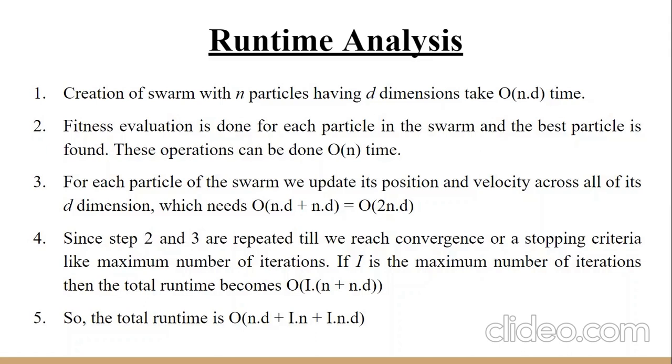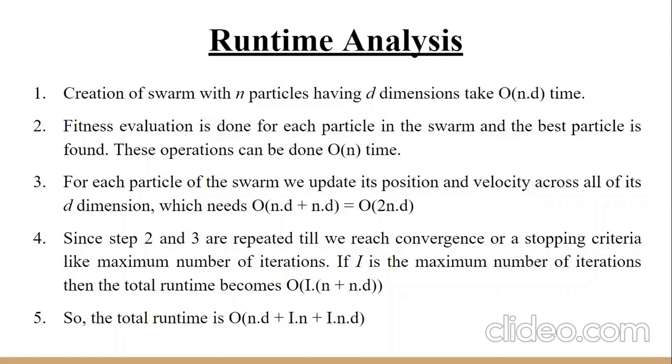So calculating the position and velocity across all the dimensions of the particle needs O(nd) plus O(nd) time, which is nothing but O(nd). And since here we can see steps 2 and 3 are repeated quite a few times until we reach convergence or the stopping criteria is met, and in our case the stopping criteria is the maximum number of iterations, the runtime becomes O(in) plus O(ind).